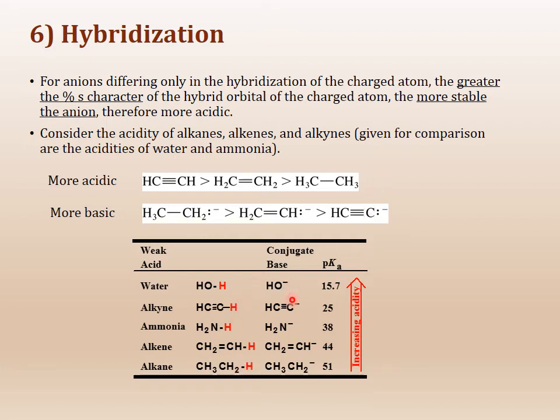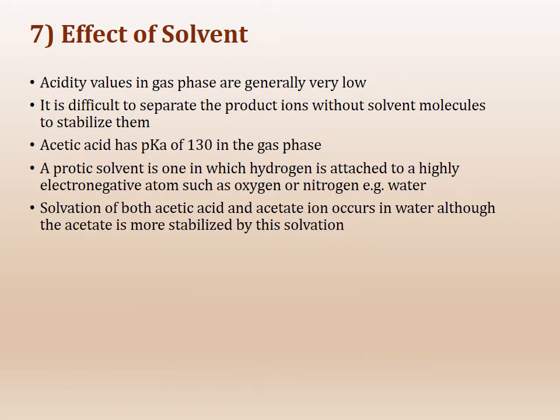And here are their pKa's. Now remember, if this is the strongest acid, it will give the weakest conjugate base. This is the weakest acid, hence it gives the strongest conjugate base. Here are the pKa's again, so you can look at them. You don't have to memorize anything, just remember the trend. The last thing here is the effect of solvent.